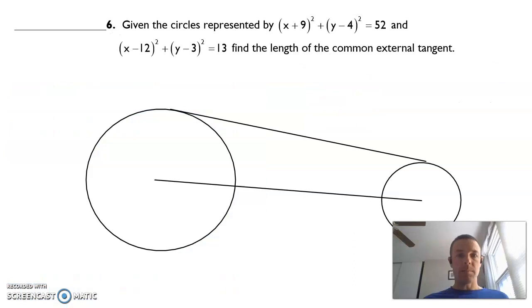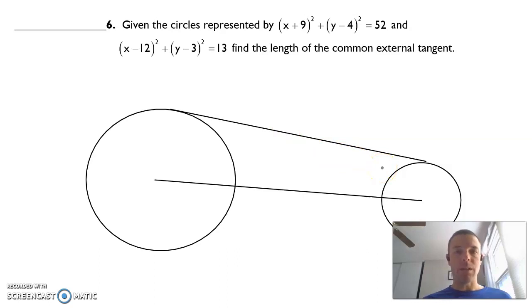But certainly not least, we skipped from, I think, 4 to 6. I'm not sure how the numbering happened there. But regardless, here's what we're looking at. We've got a circle represented by this equation and a second circle represented by this equation. And we need to use those to find the length of the common external tangent. Here is our common external tangent. We need to know its length.